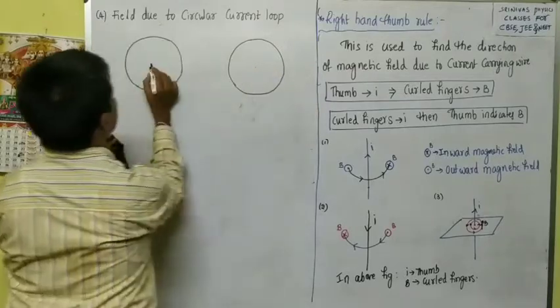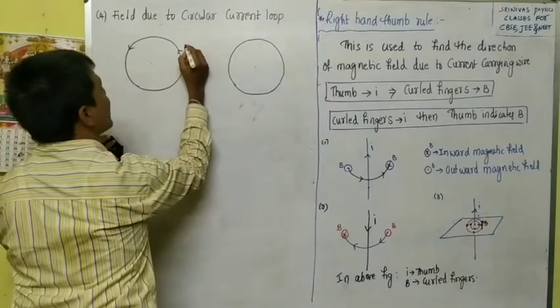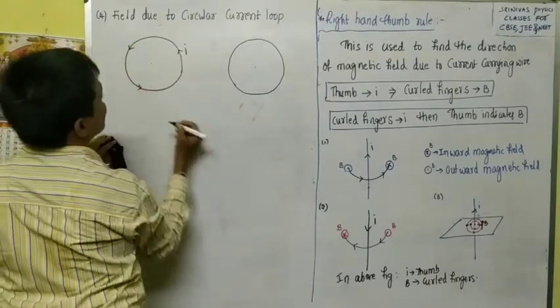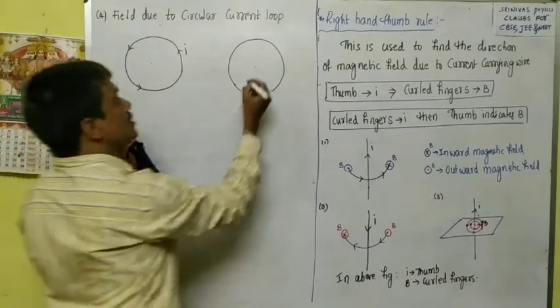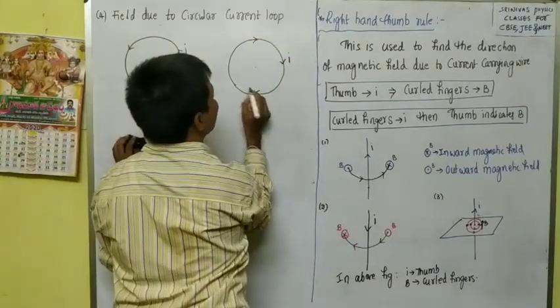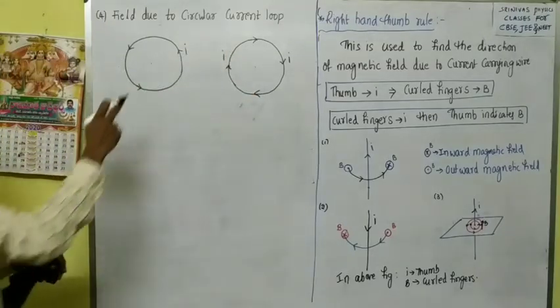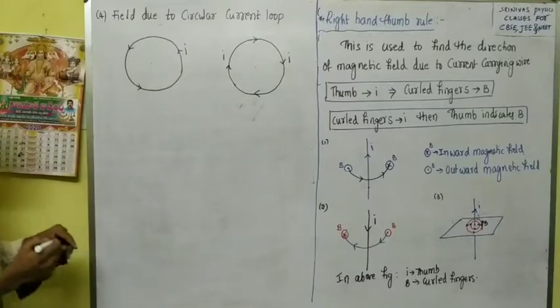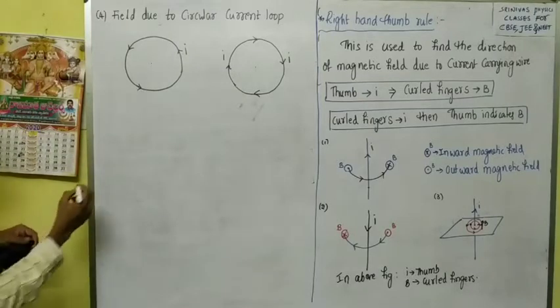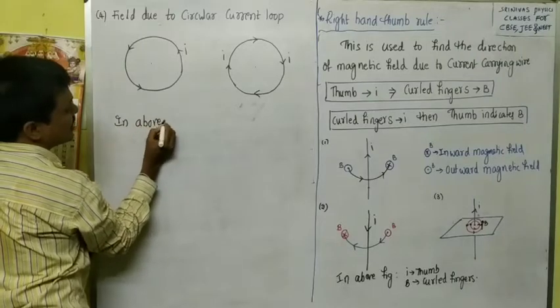Okay, look at here, the current flows like this. If there is a current carrying wire, the current flows like this in anti-clockwise. This is also one current carrying wire, right? The current flows in clockwise, right? Circular current loops. Okay, what about the field direction in this case?